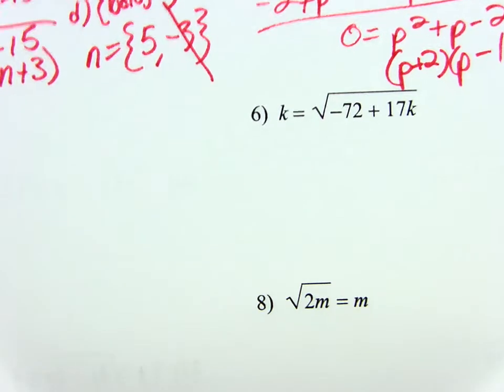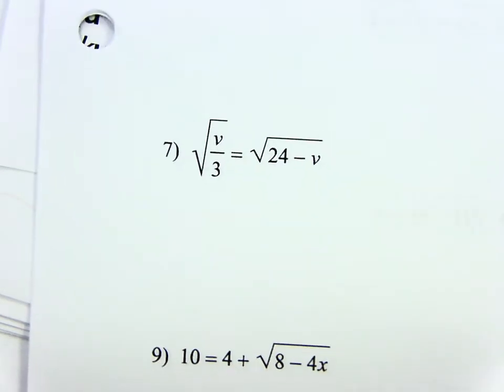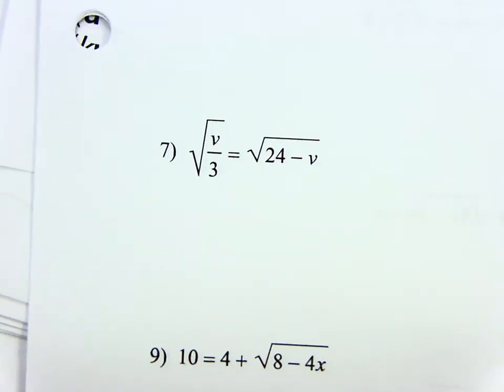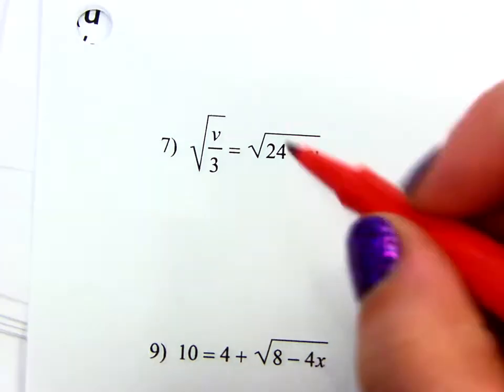Number 7 looks challenging. Let's jump to that one. There's a fraction in it. Are we going to handle anything any differently? No. You still follow the same 4 steps. Get the square root by itself. Oh, but there's 2 of them this time. I want 1 on each side. Okay, great. I already have 1 on each side. So step 2 says square both sides. Okay.